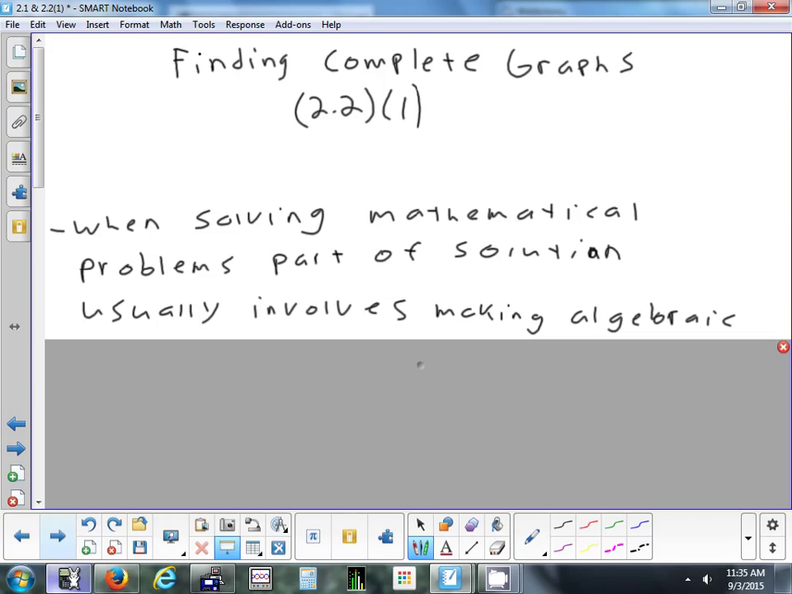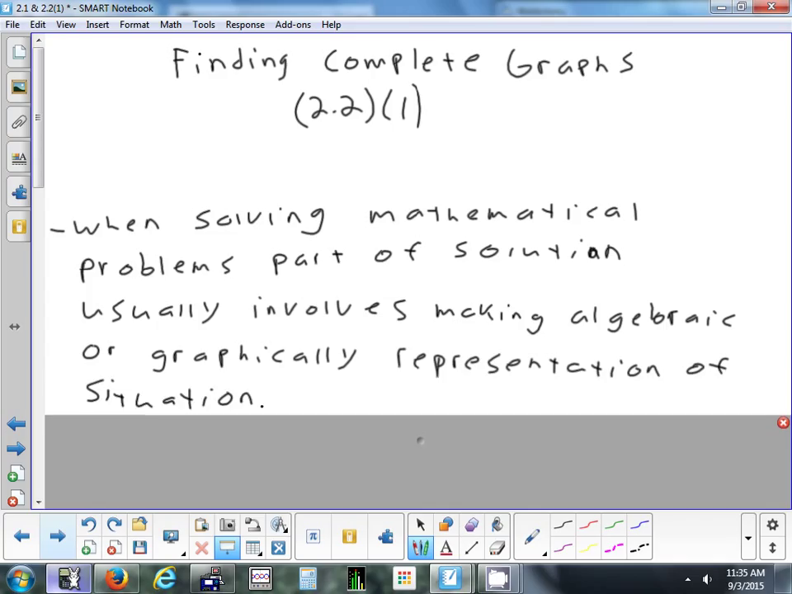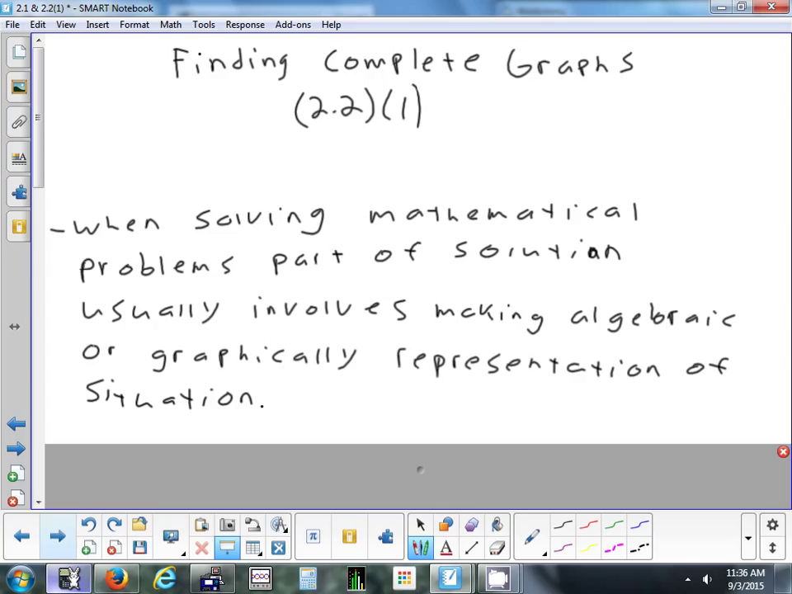Right, so anytime we solve some kind of mathematical word problem, part of the solution usually involves making either an equation or a graph. A lot of times, especially in Algebra 1, you're just making an equation and trying to solve it. An equation is an algebraic representation of a problem. A picture is more of a graphical representation of a problem. And in pre-cal, we combine both approaches. Sometimes we'll make an equation, and then we'll use the calculator to solve it. So we do both things together.